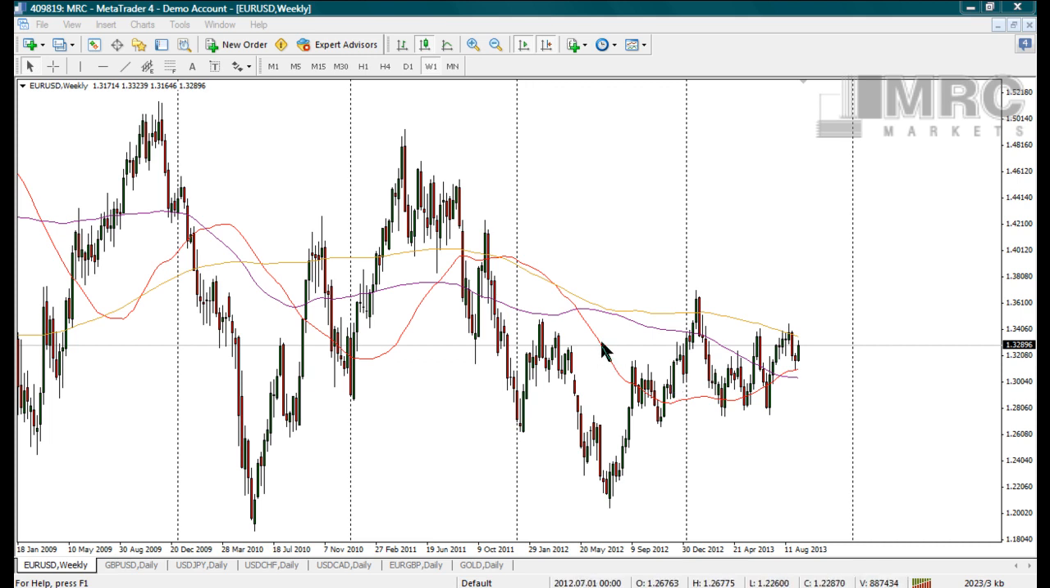For any new followers, we have 3 moving averages on each of these charts. The red one is a 50 simple moving average, the purple is a 100 simple, and the gold is a 200 simple.